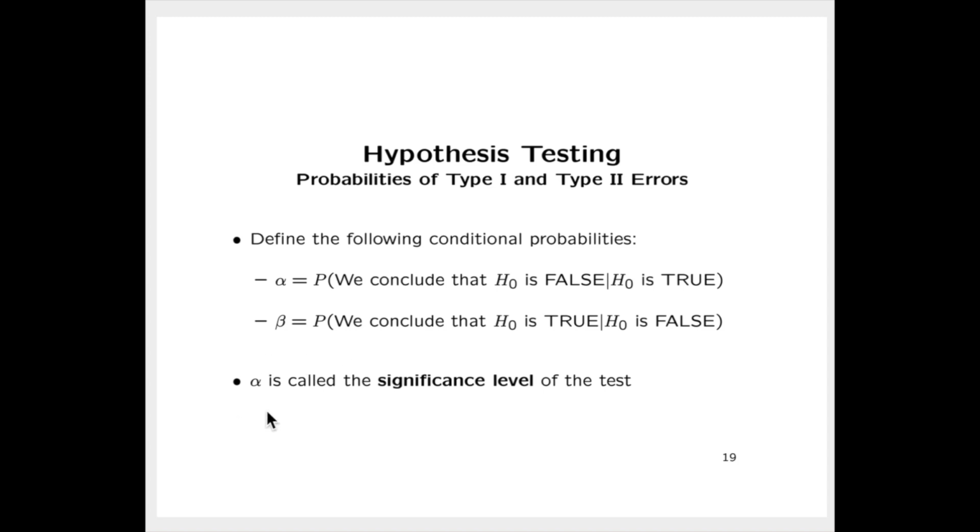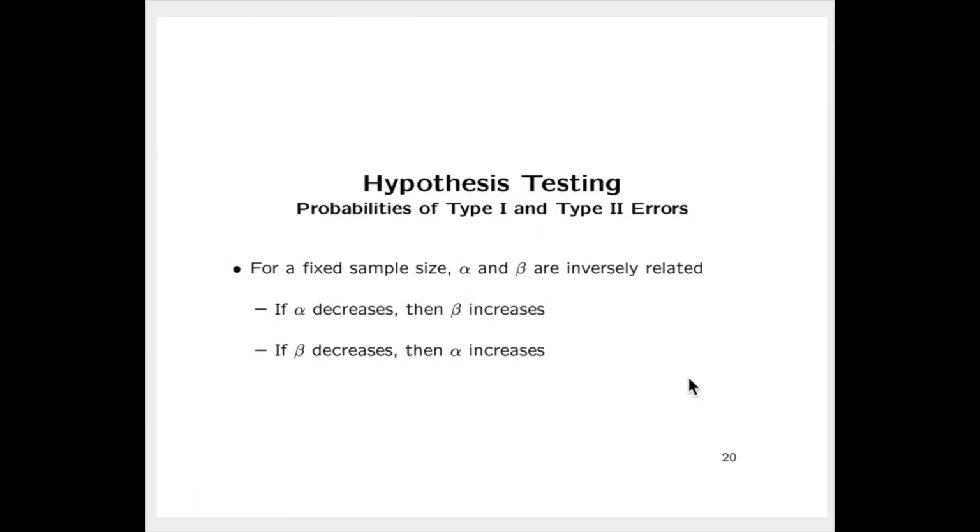Now, alpha also has another name, and it's called the significance level of the test. So when you see the term significance level, you know that that's talking about alpha, which is the probability of committing a type 1 error in an hypothesis test. Now, let's talk about the relationship between alpha and beta, the relationship between the probability of a type 1 error and the probability of a type 2 error. It turns out that for fixed sample sizes, alpha and beta are inversely related. So if alpha decreases, then beta increases, and if beta decreases, then alpha increases.